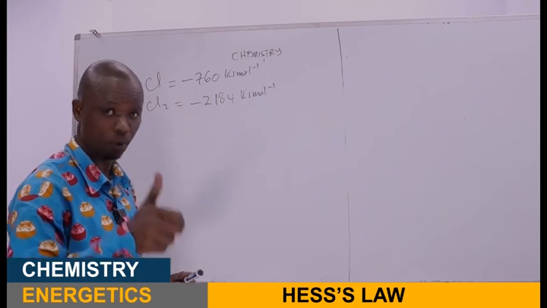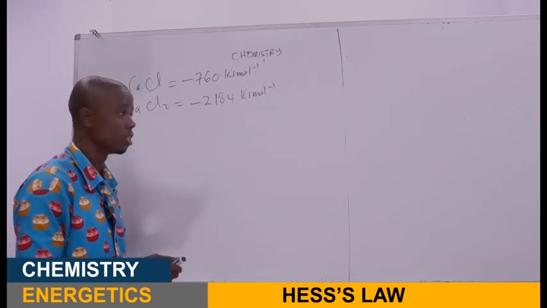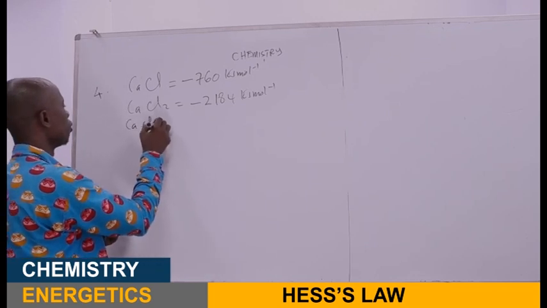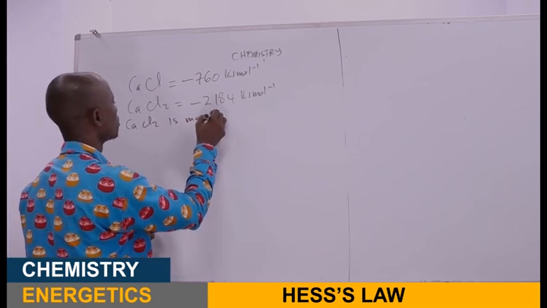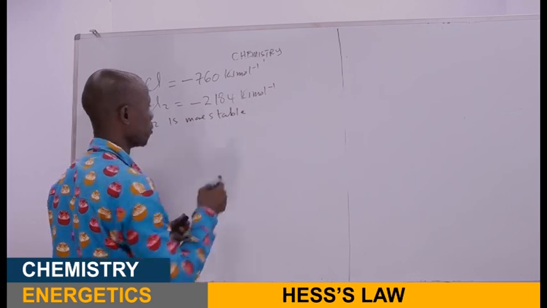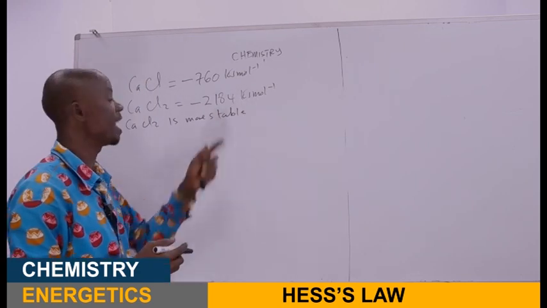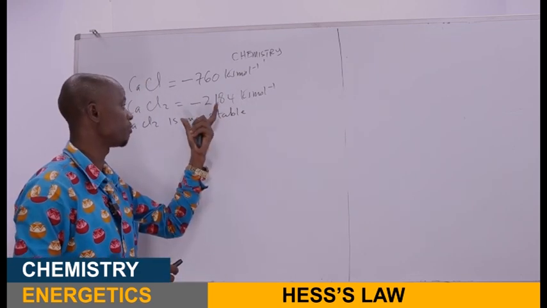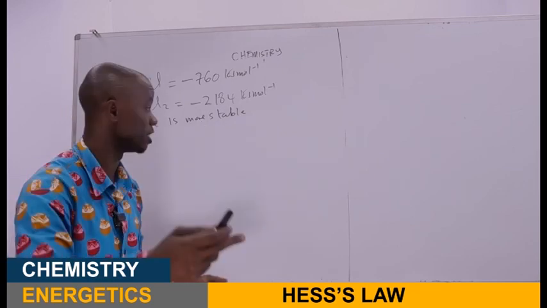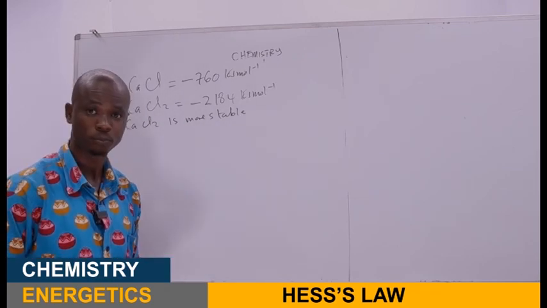So it is very simple when you are dealing with these problems. Calcium 2 chloride is more stable. The reason is that it is a highly exothermic compound, because it is formed with a large amount of energy released, so it is energetically favorable.